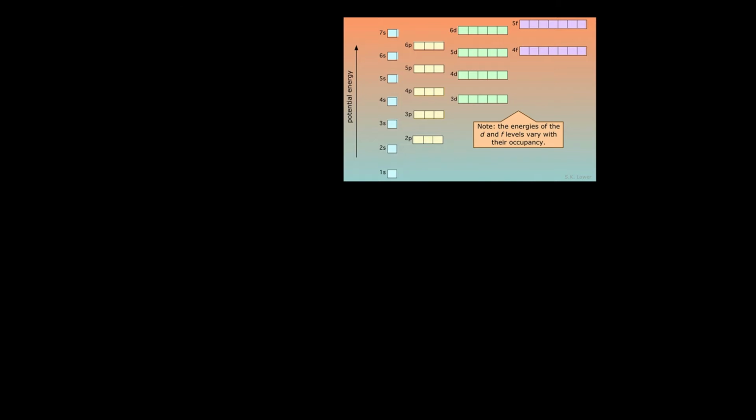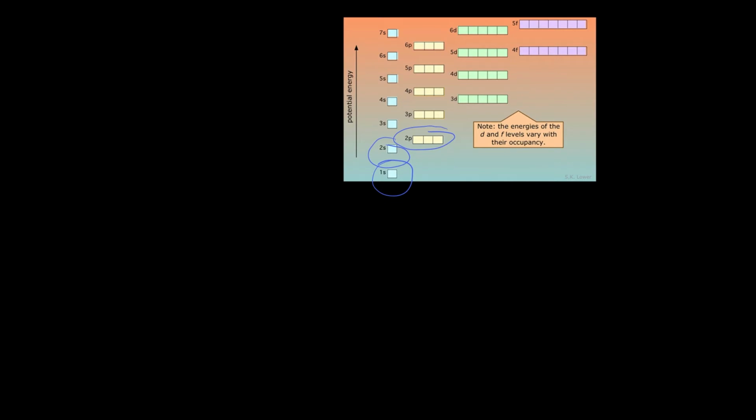Now, within each subshell are orbitals. Each orbital holds 2 electrons. So you can see the 1s orbital holds 2 electrons. When we move to the second energy level, we're in the 2s orbital, which also holds 2 electrons. And these s orbitals are shaped like spheres. When we move over to the 2p subshell, we see that it has 1, 2, 3 orbitals and thus holds 6 electrons.